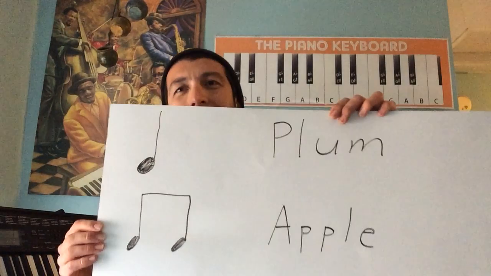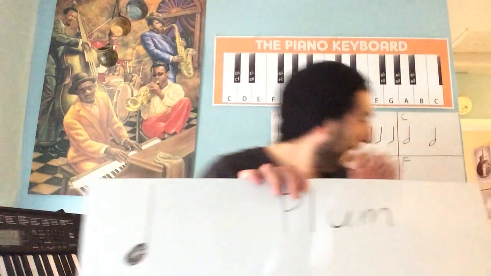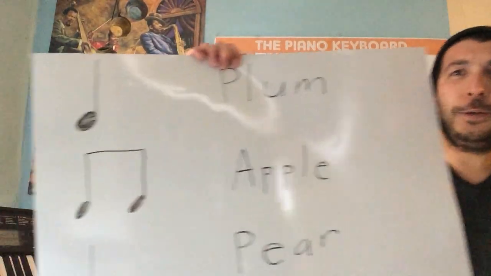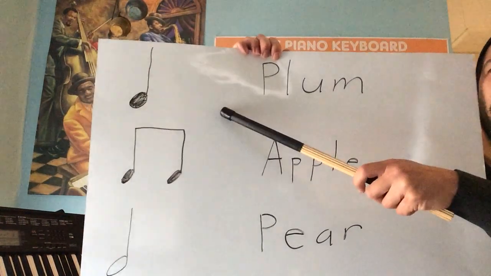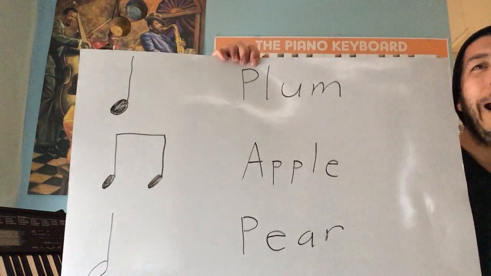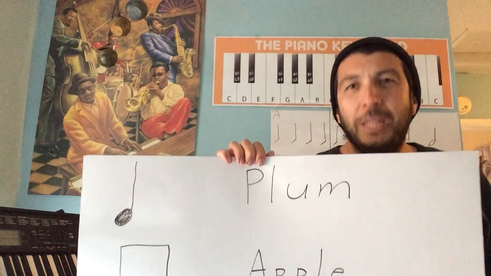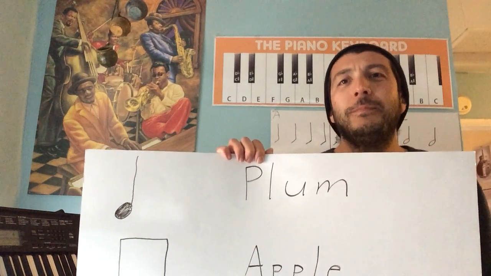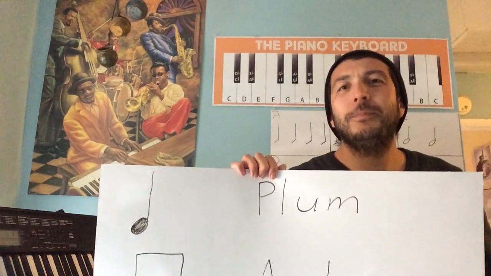I like to use fruit. Using fruit names helps me remember how these different notes sound, right? So some of you might know these notes by a different name. Let's start with our quarter note. Our quarter notes land right on the beat. Plum, plum, plum, plum, plum, plum, plum, plum.